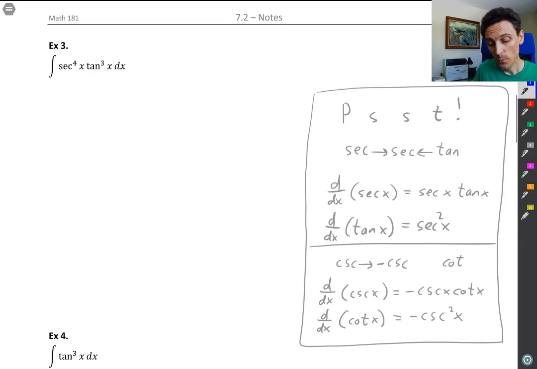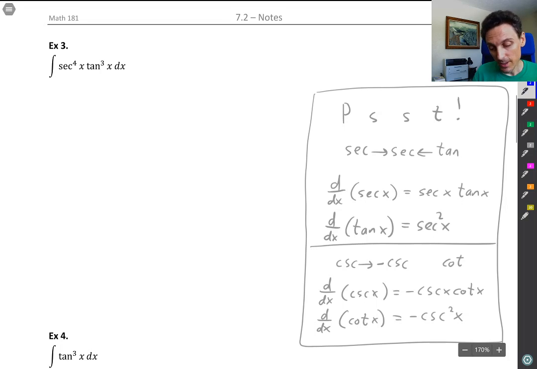In our example, we have an even power of secant and an odd power of tangent. Now, one of our goals is going to be to save part of this integral to be with the dx. We want to have the derivative of either secant or tangent to be with the dx, because again, we're going to use this technique of substitution for this integral. Or we're going to try to, at least.